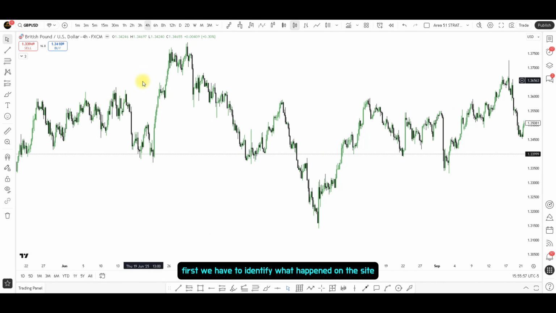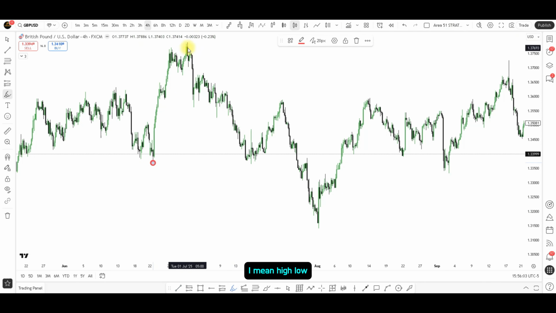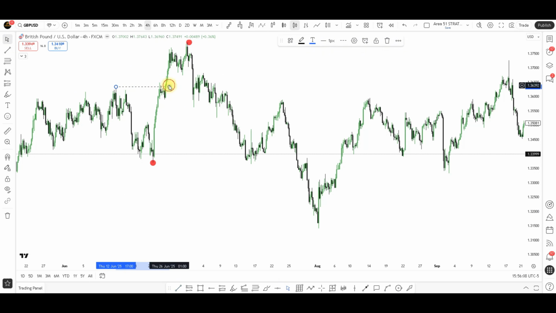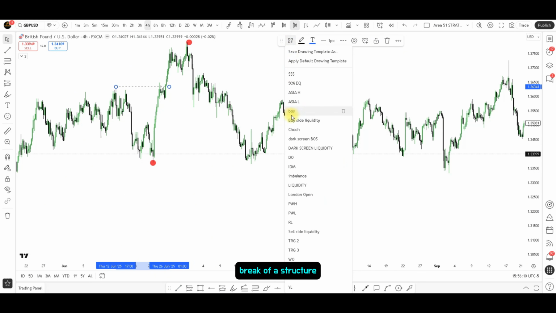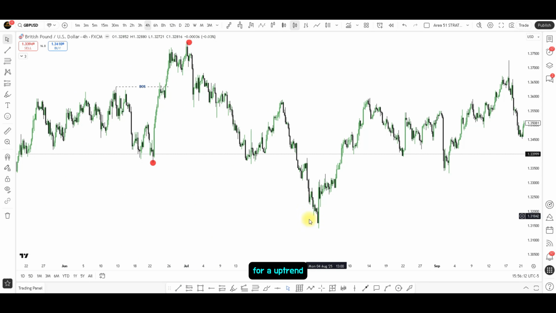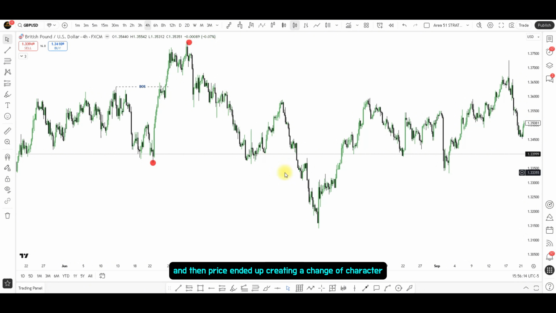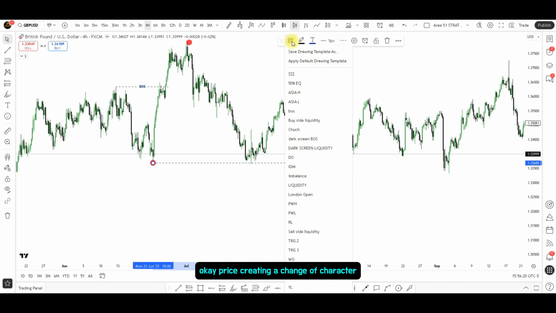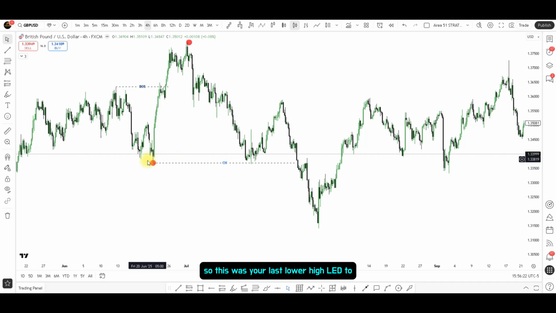First, we have to identify what happened on the left side. We can see price was creating a lower high, higher low, higher high. This was your last break of structure for the uptrend, and then price ended up creating a change of character. Okay, price creating a change of character. So this was your last lower high, led to a higher low, led to the higher high.